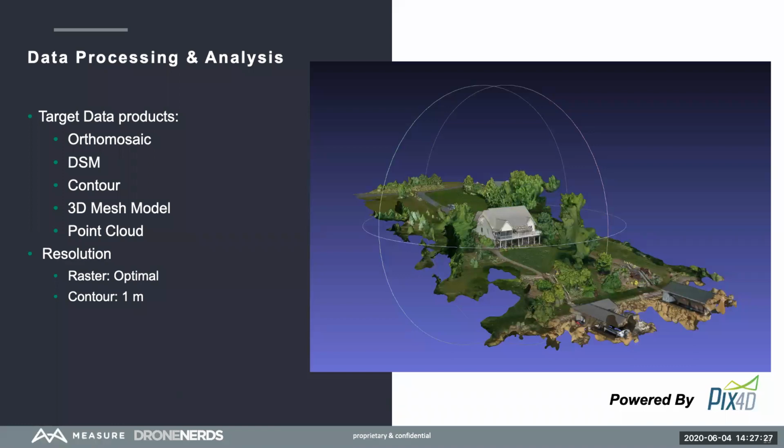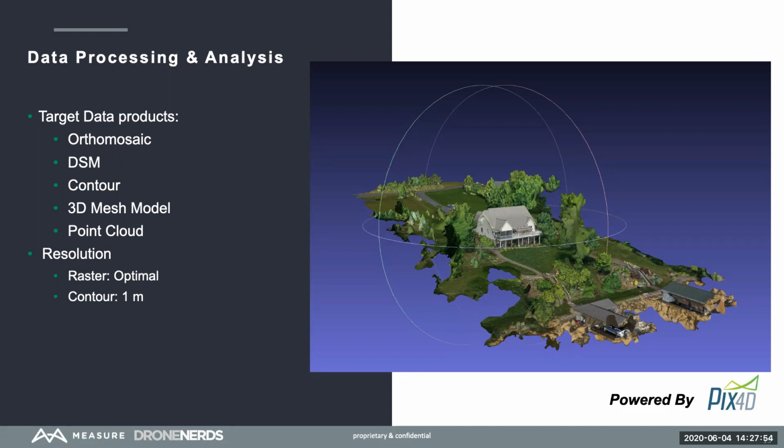Orthomosaic is a data product that stitches together your individually collected RGB images and georeferences them, with some caveats. Again, I'll get to that. DSM is a digital surface model, which is basically a gridded data product. Think of GeoTIFF files where each pixel represents an elevation.